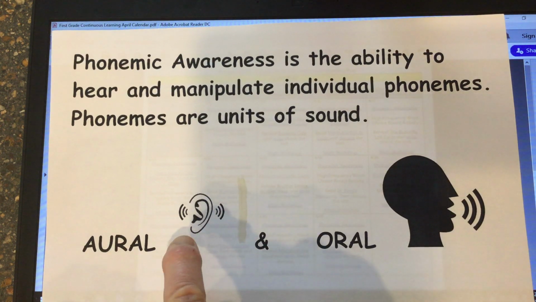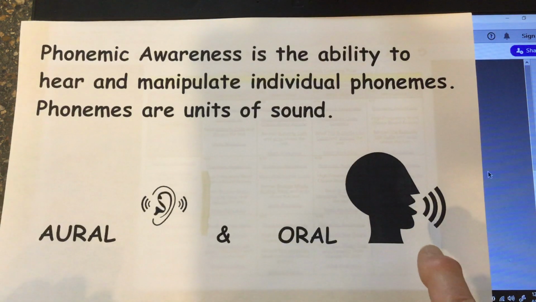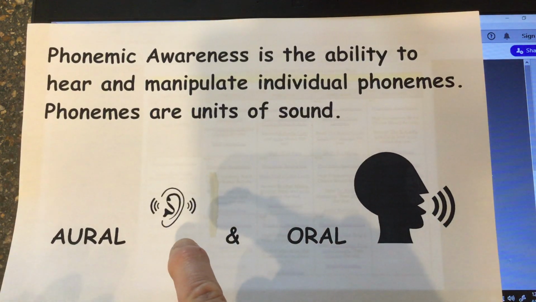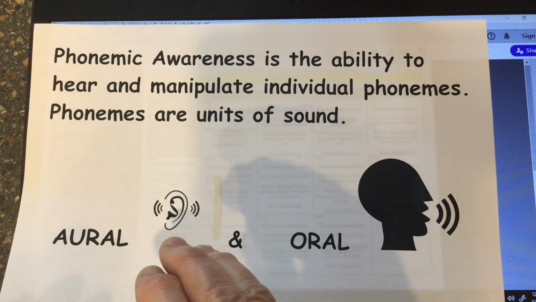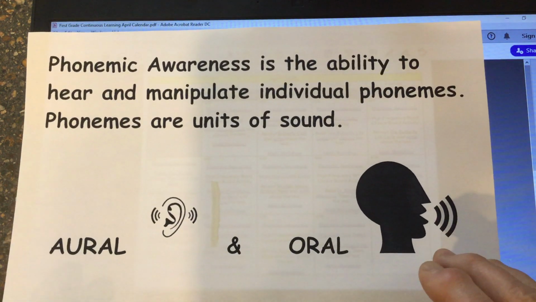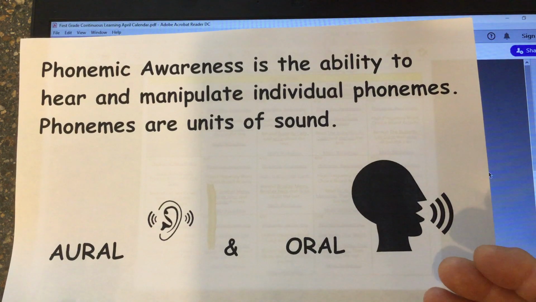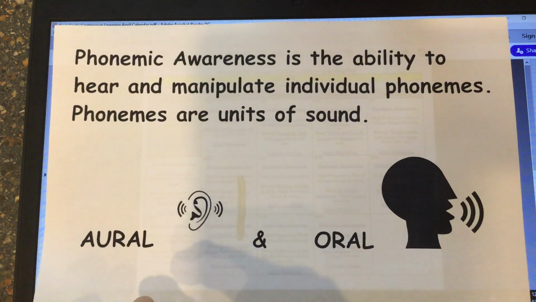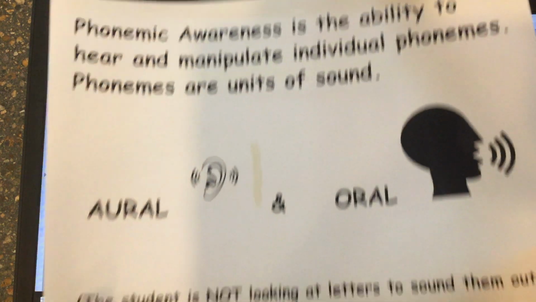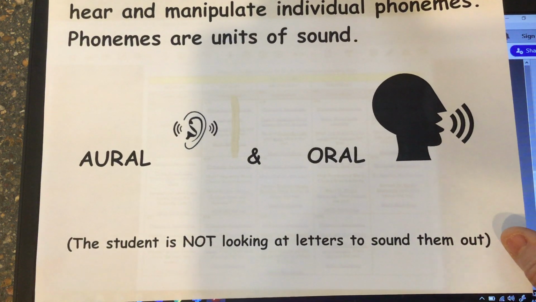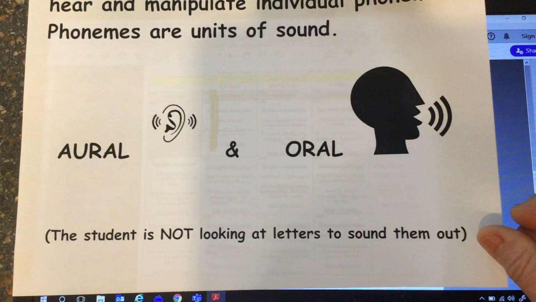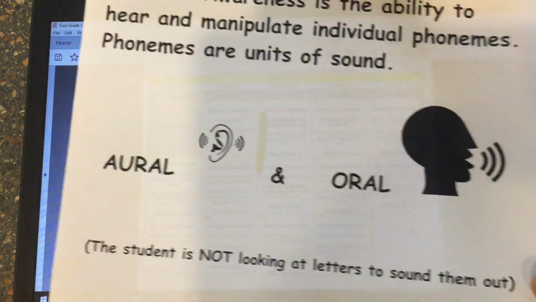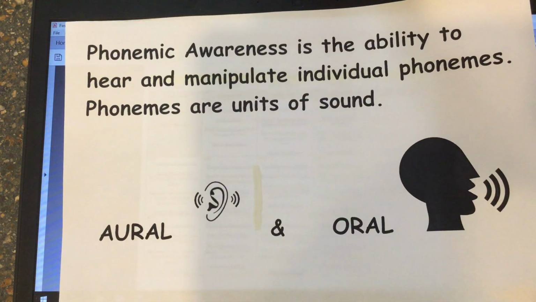It is aural, that means it has to do with listening, and oral: listening to sounds, discerning sounds, perceiving units of sound, and then being able to manipulate them and generate them with your own voice. So it's aural and oral. And the student is not looking at letters to sound them out, as we say. No, the student is hearing sounds.